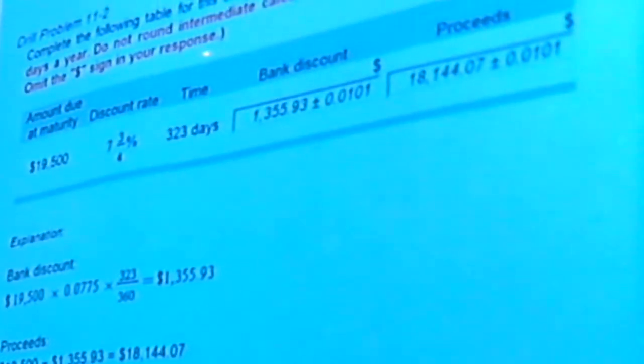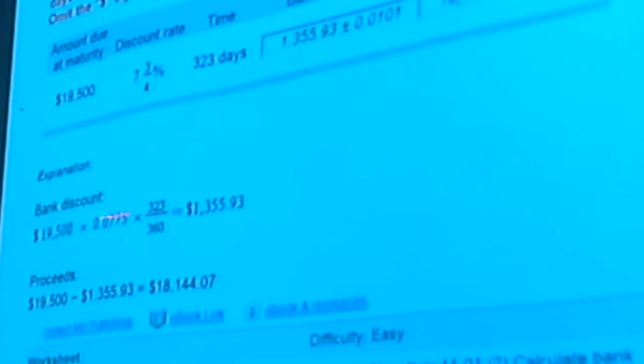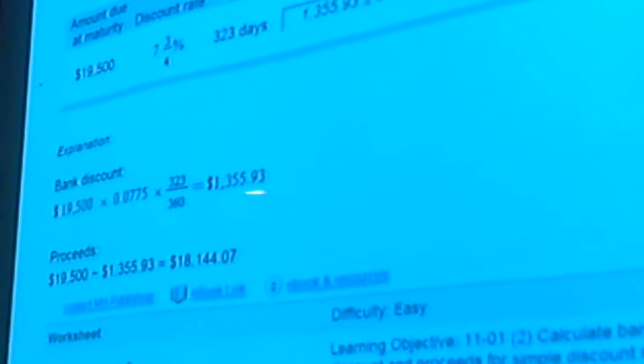Okay, so we're ready to get started. Number 1. It says complete the following table for this simple discount note. Here's what they give you, and then here's what you have to provide. Now remember what I told you from the lecture: the bank discount means the same thing as interest. It's just a different word. So you have to use the interest formula in the first step.